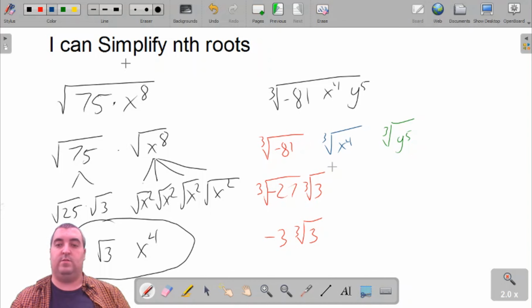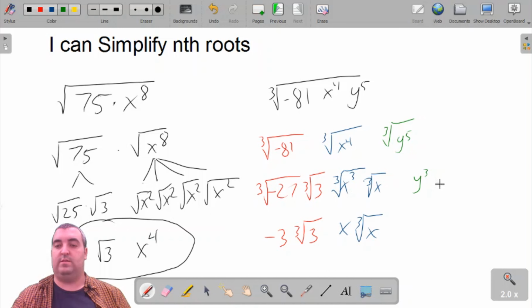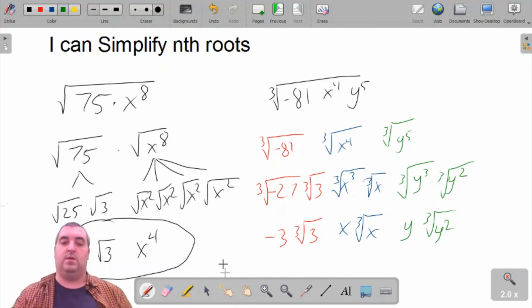Then when it comes to variables, you want to just break it up. So we have x cubed, because that's a cube root, and then we would have 1x left over. So that would become x, and that would stay the cube root of x, I should say. And then the last one, same thing: we'd have y to the 3rd times y to the 2nd. Both are still cube rooted. Simplify what we have. So that would be y, and that would be the cube root of y squared.